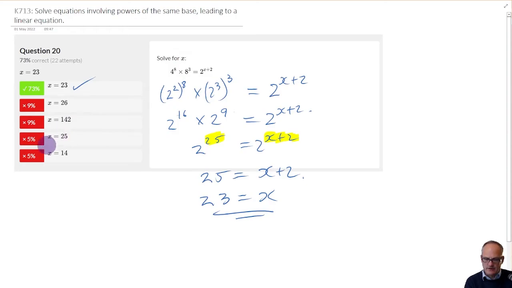To get the 25, they've obviously just stopped at this point, and they just thought they'd finish when they got 25 on one side. The 14 one, what they did was, at this stage, they added 2 to the 8 to get 10 and 3 to the 3 to get 9. So rather than multiplying the indices, they made the mistake of adding the indices. So it's very important you get the rule of when you add the indices, which is here, and the rule when you multiply the indices, which is here, the right way around.